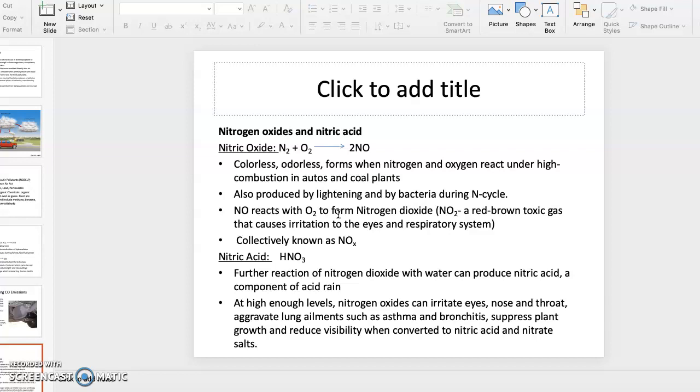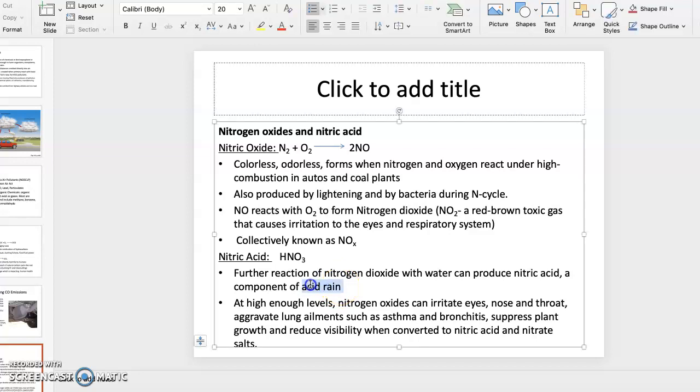And then nitric acid, this is going to be HNO3. This is a reaction of nitrogen dioxide to the next level, and it combines with water and produces nitric acid. And it's a big component of our acid rain. That's a big thing for the AP exam. They love talking about how nitric acid causes acid rain.